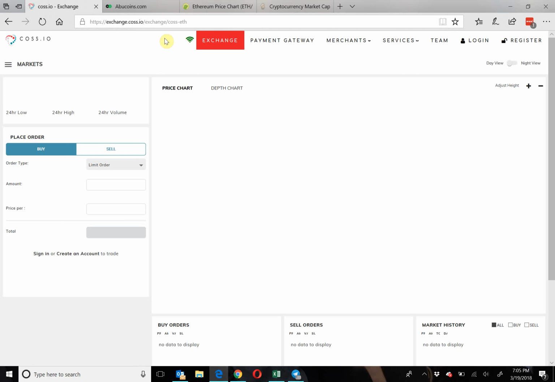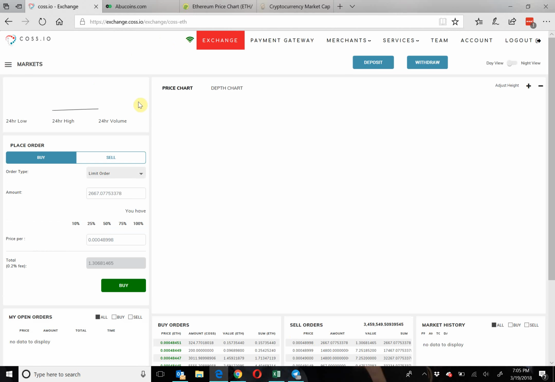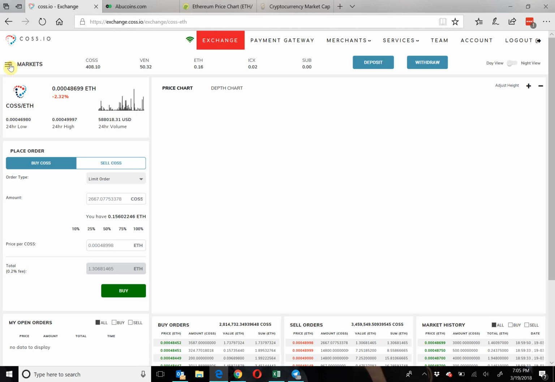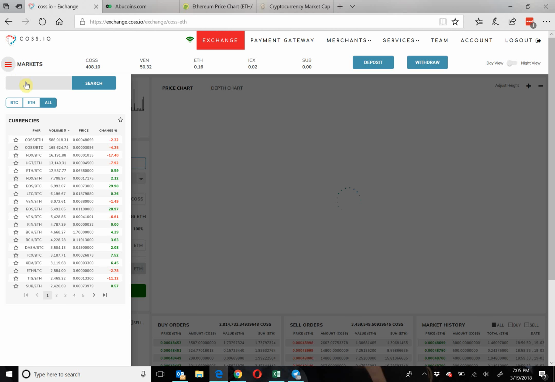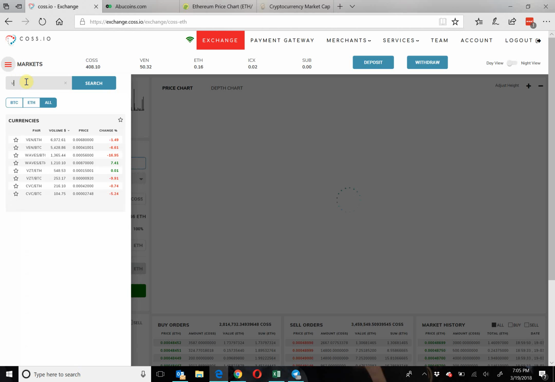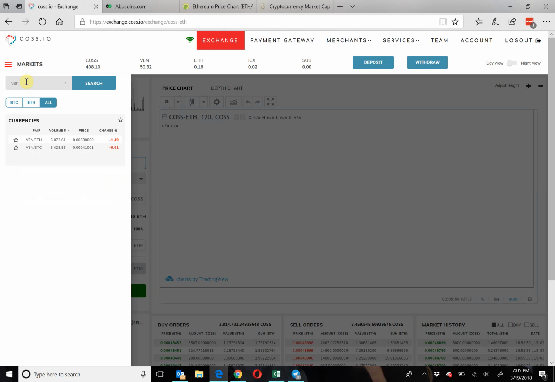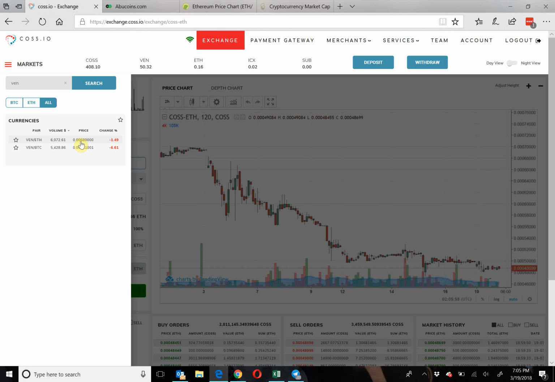And once the exchange loads up with all the market tokens available, I'll be able to do some buys and sells. Okay, so it loads up. And I'm going to actually look for VEN, which is the symbol, and I'll be trading with Ethereum.